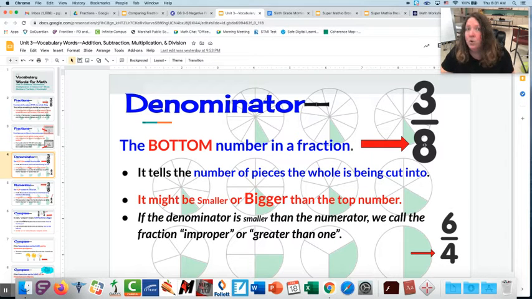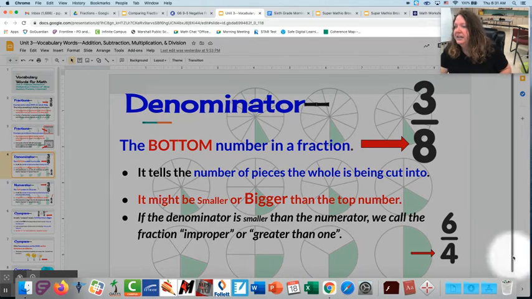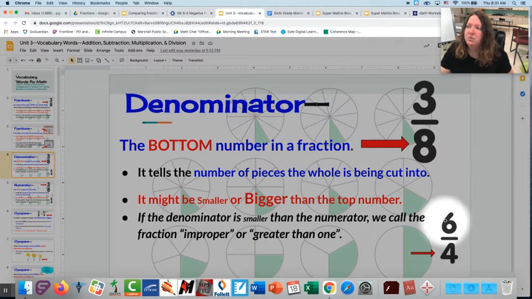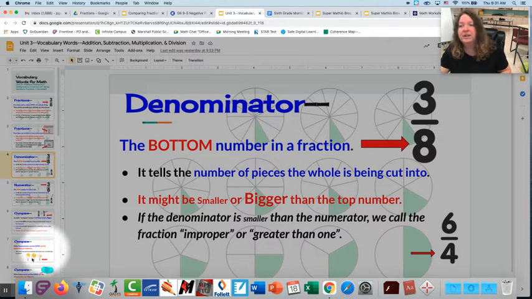It could be bigger or smaller than the top number. If it's bigger, that's just a regular fraction. If it's smaller, like here, the 4 is smaller than the top number, then we call that an improper fraction or a fraction that's greater than 1.